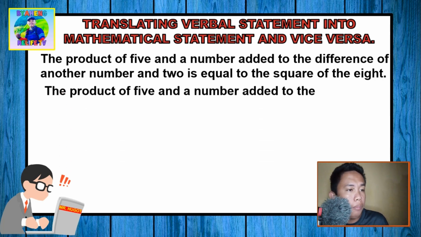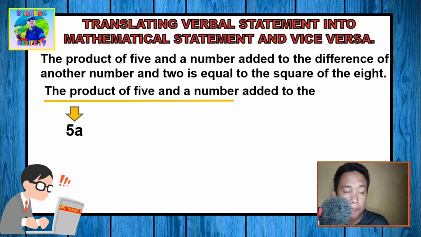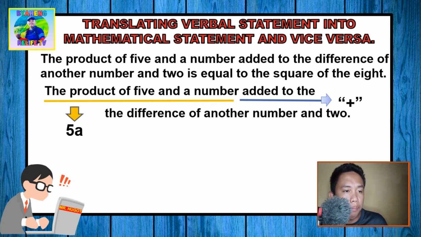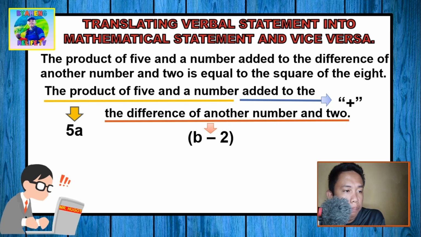The product of 5 and a number, added 2. So, we're dealing with the product of 5 and a number. That will become 5a. We use the word added to, so gagamit tayo ng word na plus. Next, the difference of another number and 2. Hindi natin pwede gamitin letter a, gagamit tayo ng letter b ngayon. That will become b minus 2. Okay, we have 5a plus b minus 2.